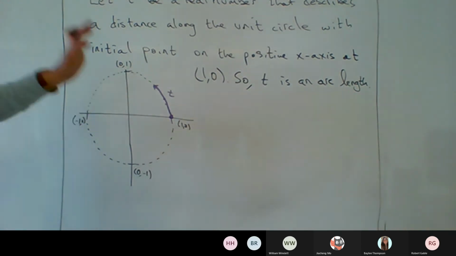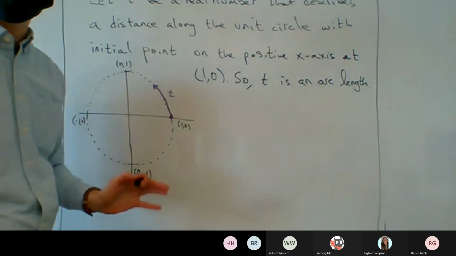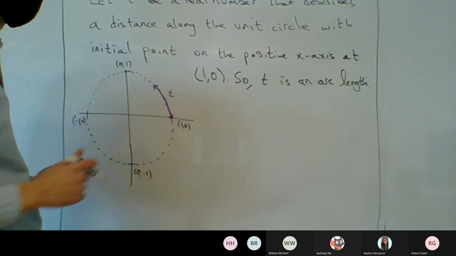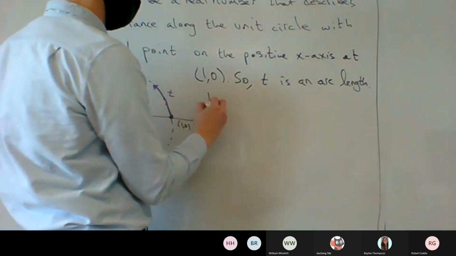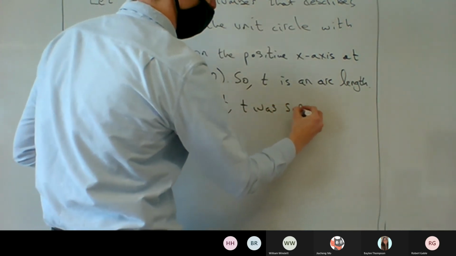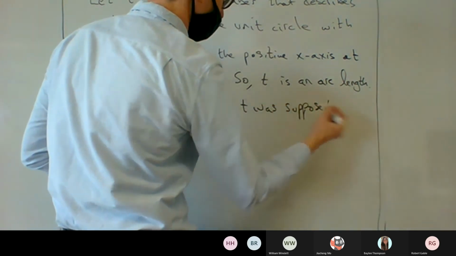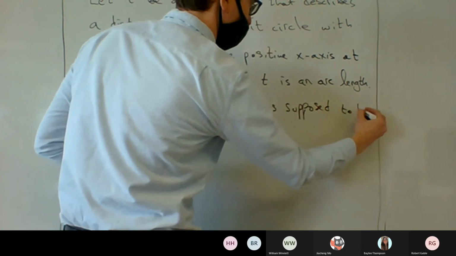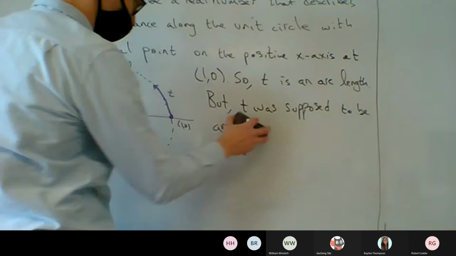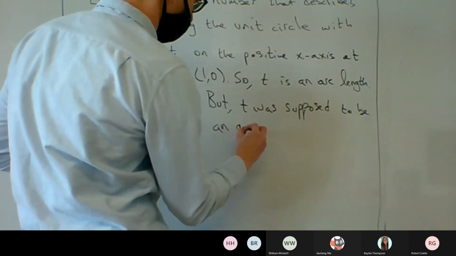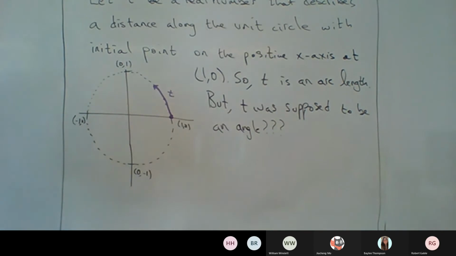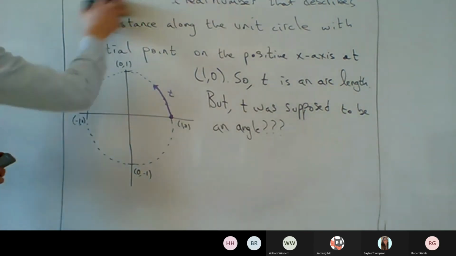Just the piece of the outside of the circle. The entire thing we would call circumference, but if it's just a piece, it's called an arc length, the length of an arc. But what the heck is going on? T was supposed to be an angle, right? I told you that theta is going to be replaced by t. T was supposed to be an angle. So why? Okay, that's a good question.